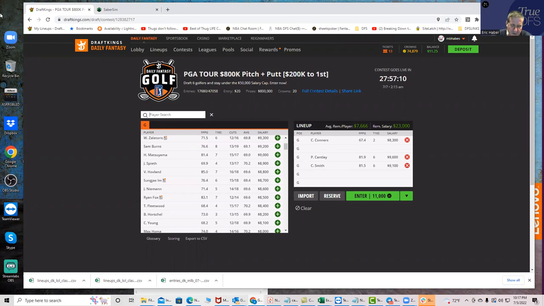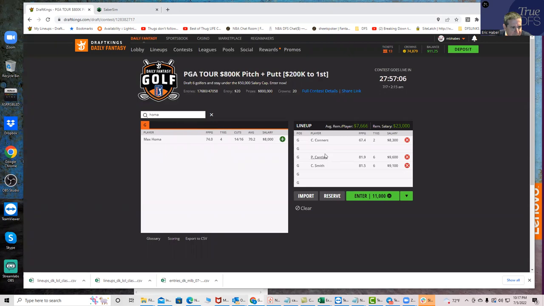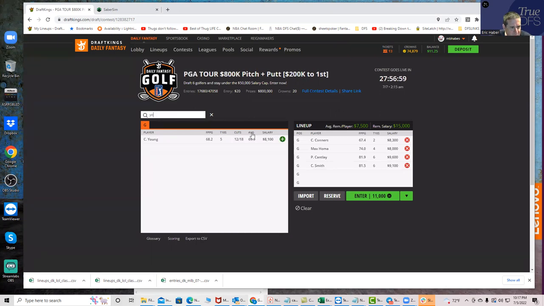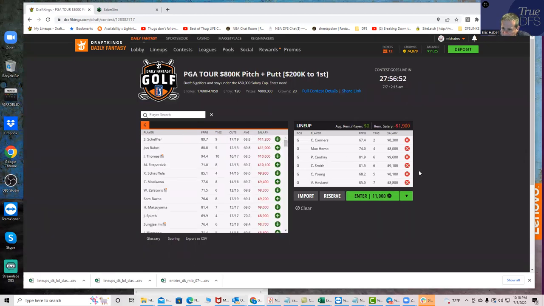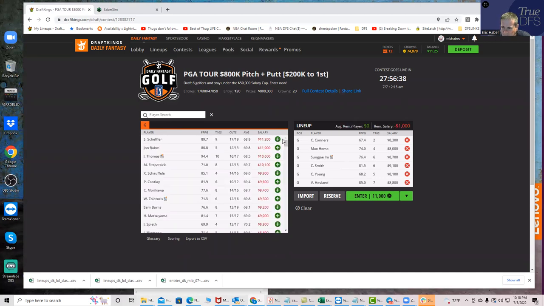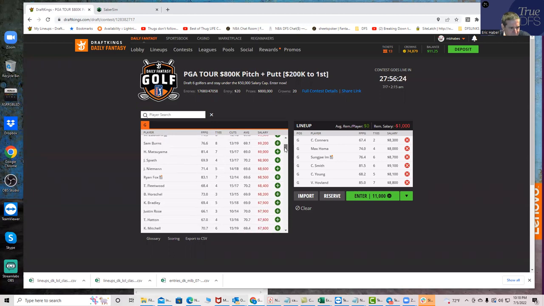And then a couple of other guys in the low 8Ks I like. I like Max Homa, flat 8K, and I like Cameron Young at 8,100. Hovland, 8,800 is very reasonable. And then kind of a lower owned play maybe is Sungjae Im, who certainly makes some sense, and I have him only about 10%. So I like all these guys in the 8K range, Connors being my favorite, followed by Young and Homa and Hovland as well. I just don't quite get the Ryan Fox thing, and everybody else I just don't like. Spieth, no. Fleetwood, no. Horschel, no.